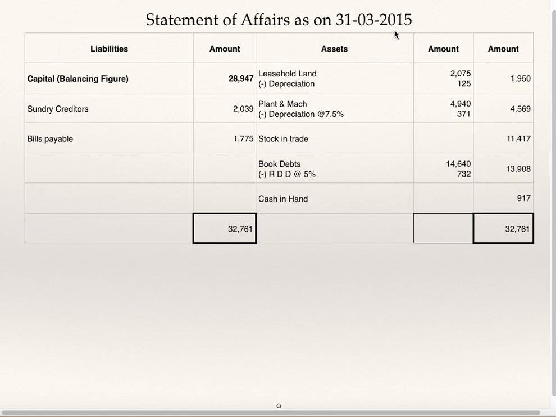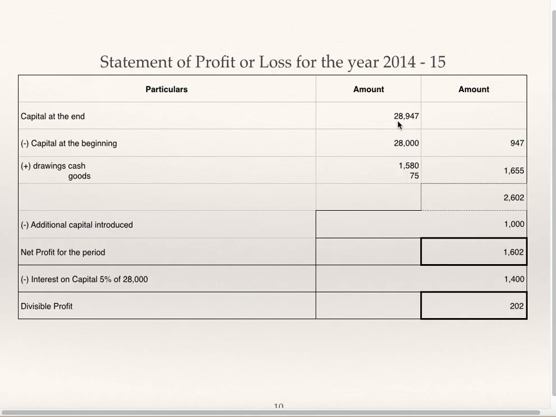Statement of affairs as on 31st March 15: leasehold minus depreciation, plant and machinery minus depreciation, stock in trade is given, book debts that is debtors minus RDD, cash in hand is given. Total of assets, write it under liabilities as total liabilities. Sundry creditors and bills payable is given. Capital is the balancing figure, 28,947 closing capital. Capital at the end 28,947. Capital at the beginning 28,000. They have prepared the opening statement of affairs. Increase is 947.